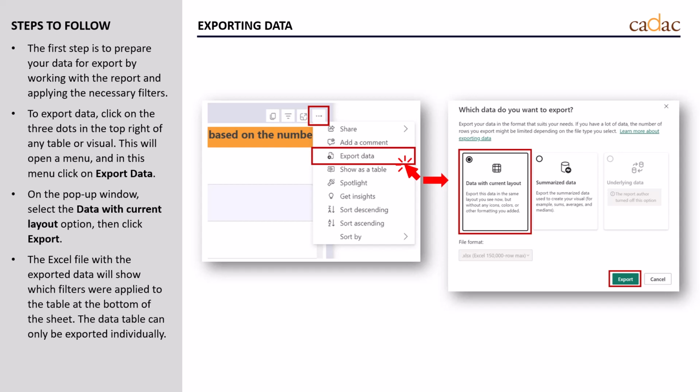This will open a pop-up window and from here you select the Data with Current Layout option, then click on Export. The table you have selected will be exported and will only show the data with current layout in Power BI. Please note that only tables can be exported from Power BI. When you export a chart, you will only be able to do this through the Summarize Data option, which means that the data used for the chart and not the chart itself will be exported in Excel.